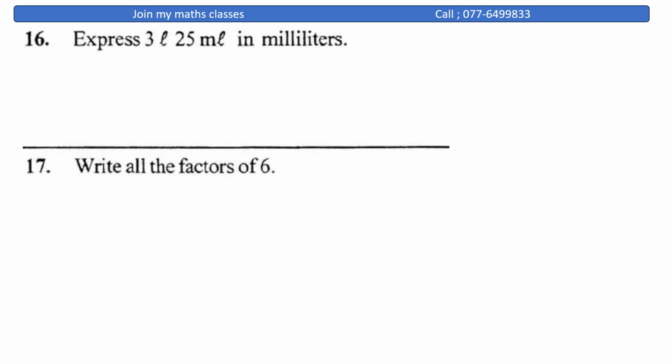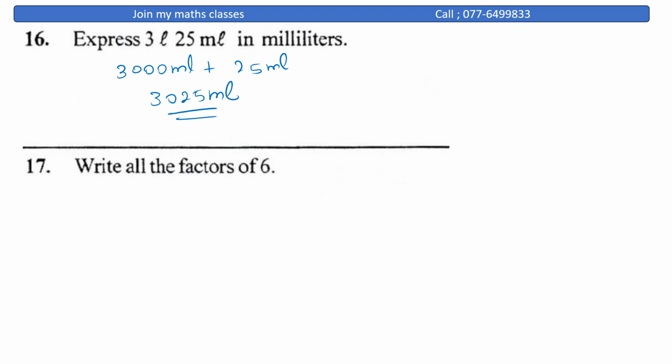Here you have to express 3 liters and 25 milliliters in milliliters. So you can do it this way. 3 liters means 3000 milliliters, and you have to add 25 milliliters to that. So you can say 3025 milliliters is the answer.